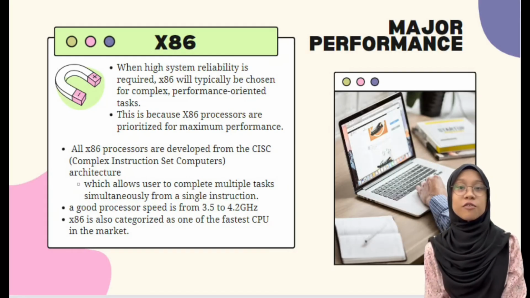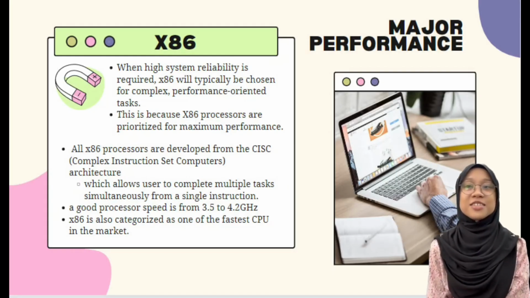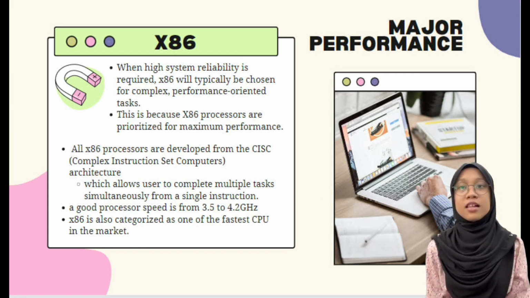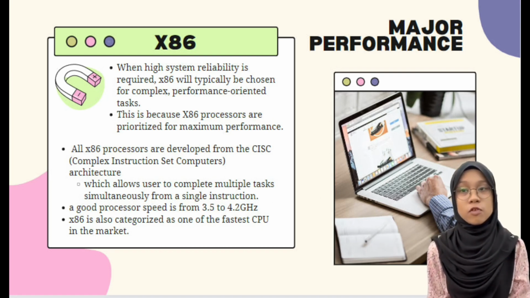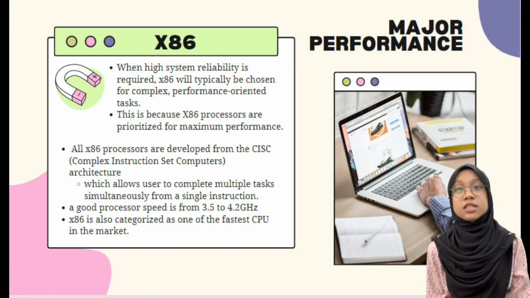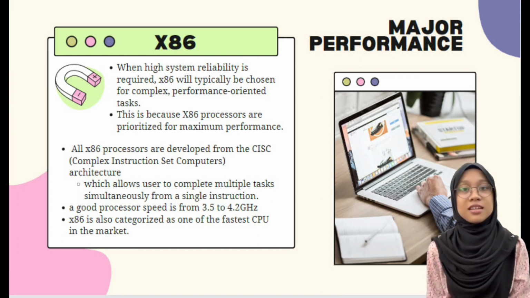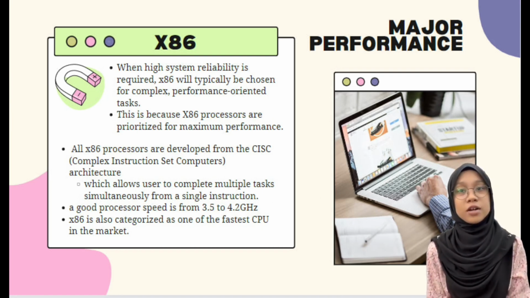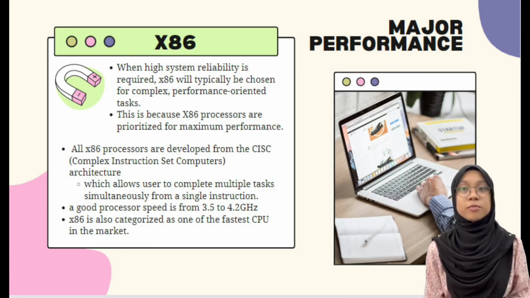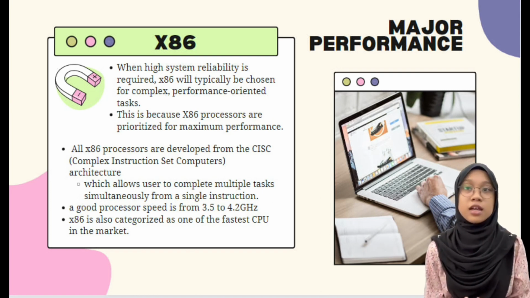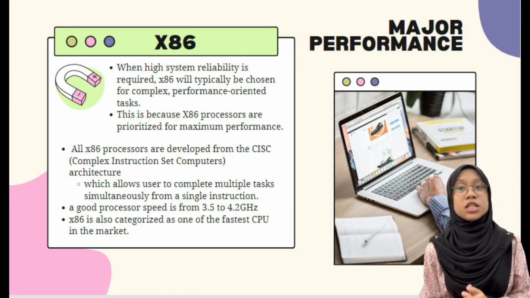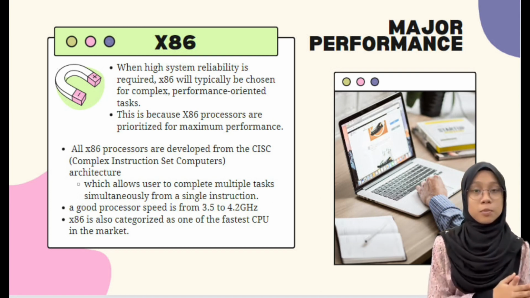Major performance of Intel X86. When high system reliability is required, Intel X86 will typically be chosen for complex performance-oriented tasks. This is because X86 processors are prioritized for maximum performance. That is why the X86 architecture family is used by the majority of desktop and laptop computers.